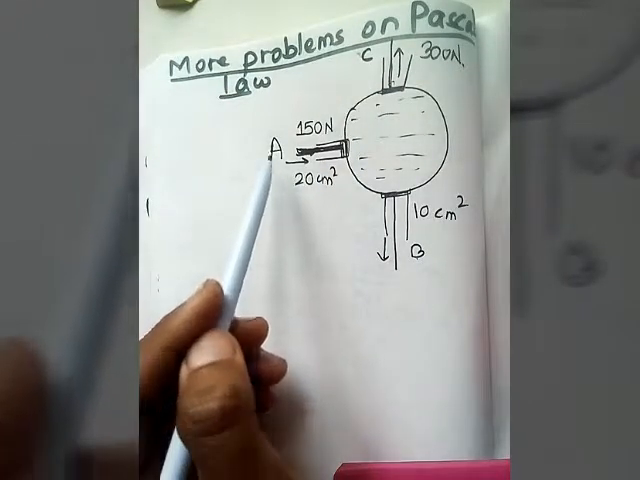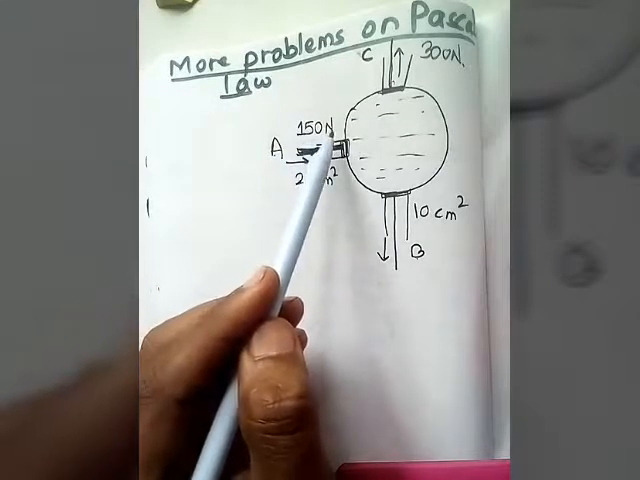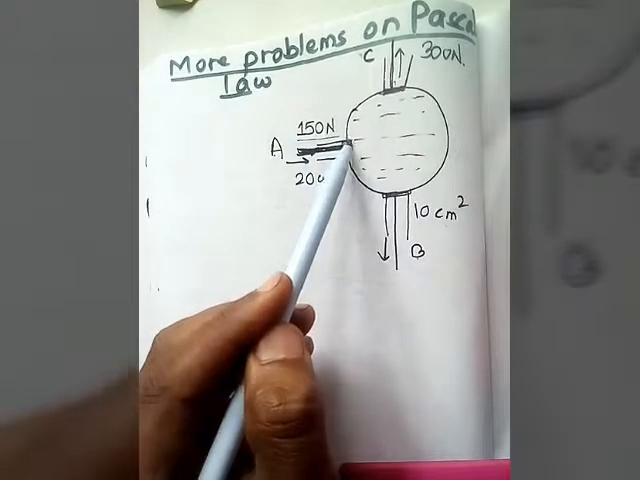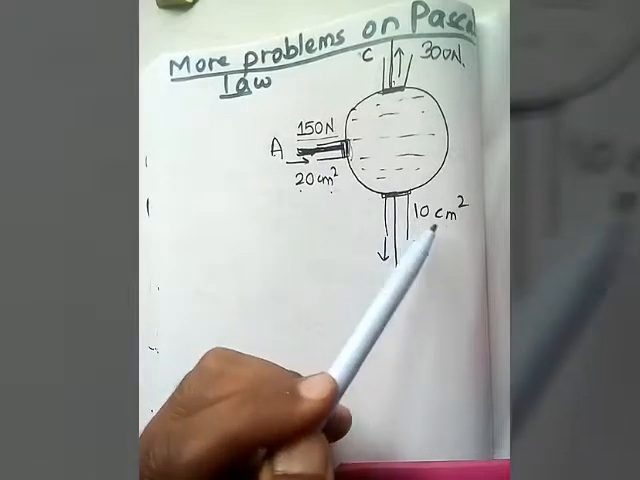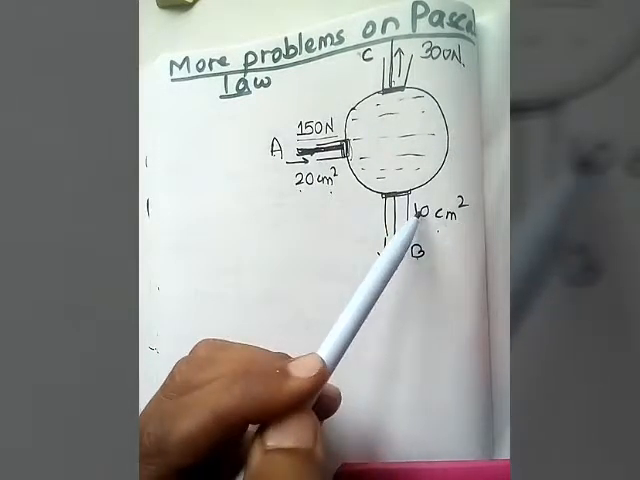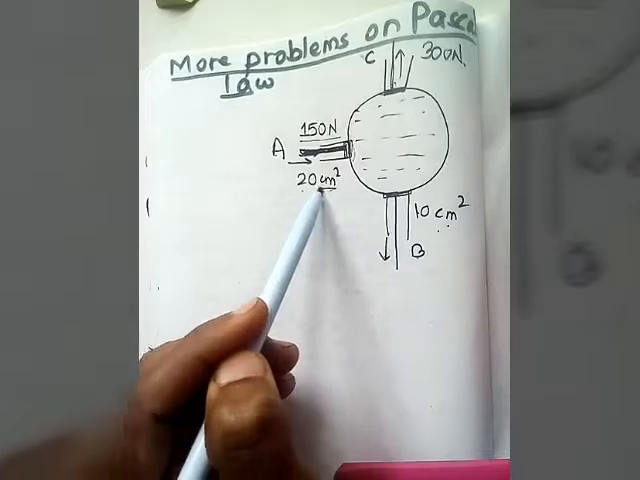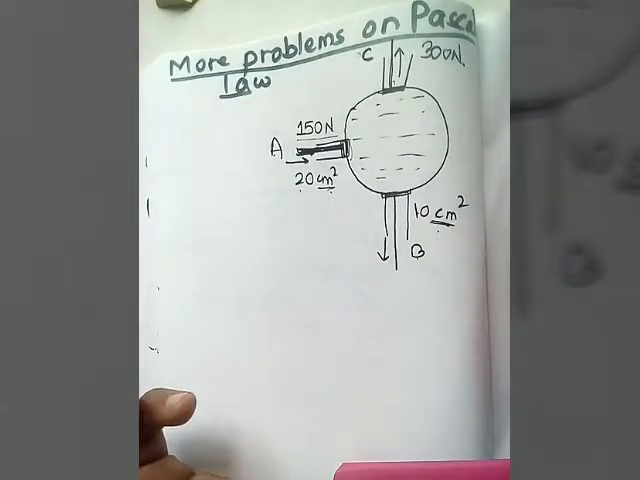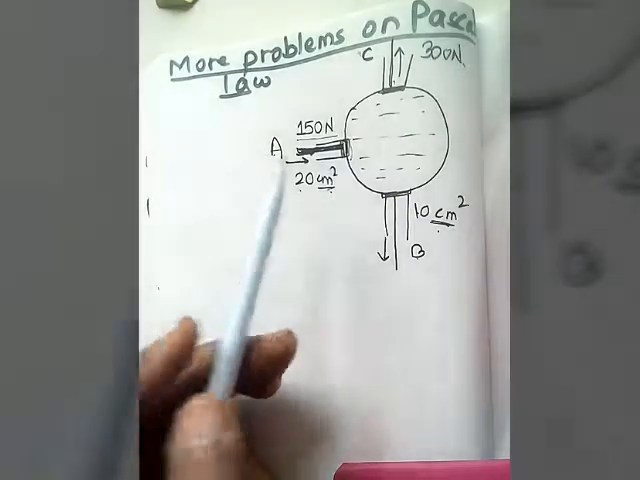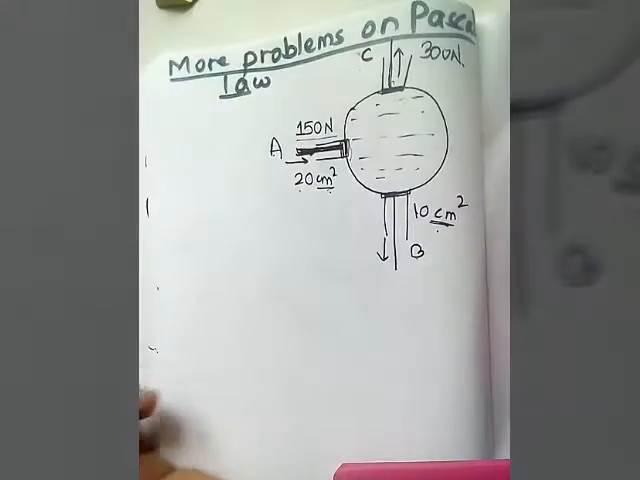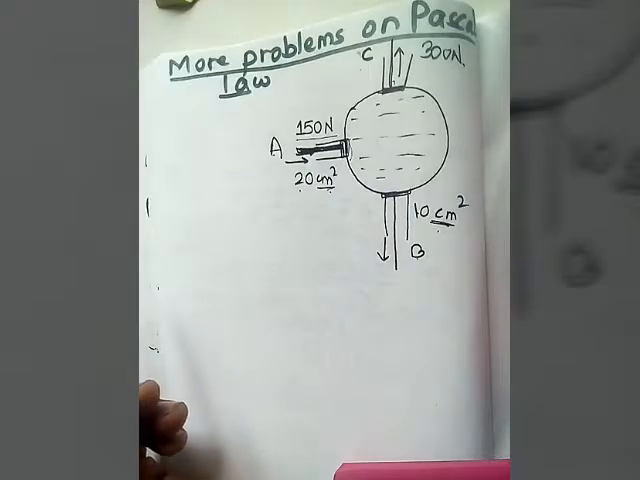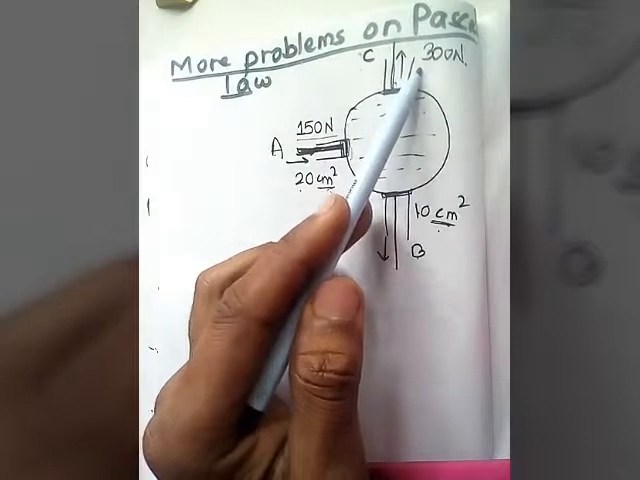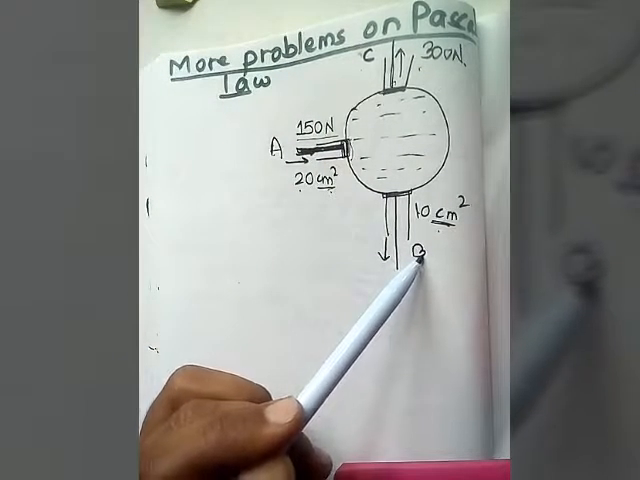In piston A, the force is 150 Newton. The area is 20 centimeters square. In piston B, the area is 30 centimeters square. Now you have to note that it's centimeter square, so no need of conversion. Likewise the force on piston C is given as 300 Newton. So we have to find the respective quantities.